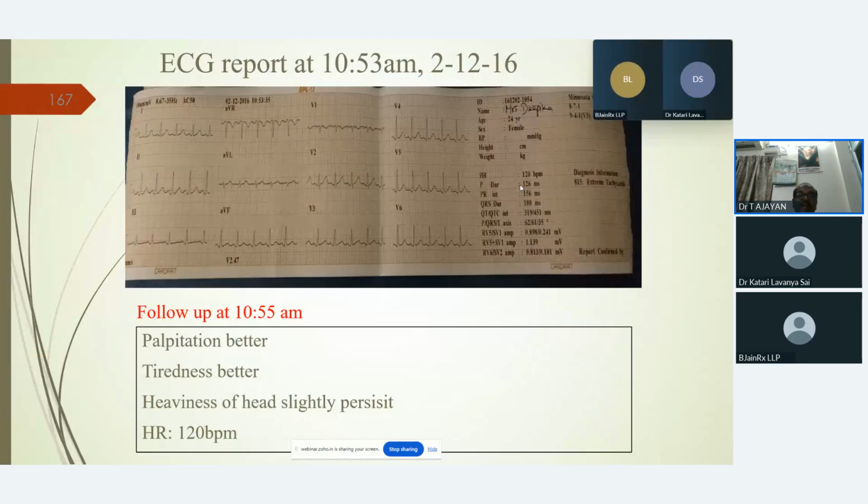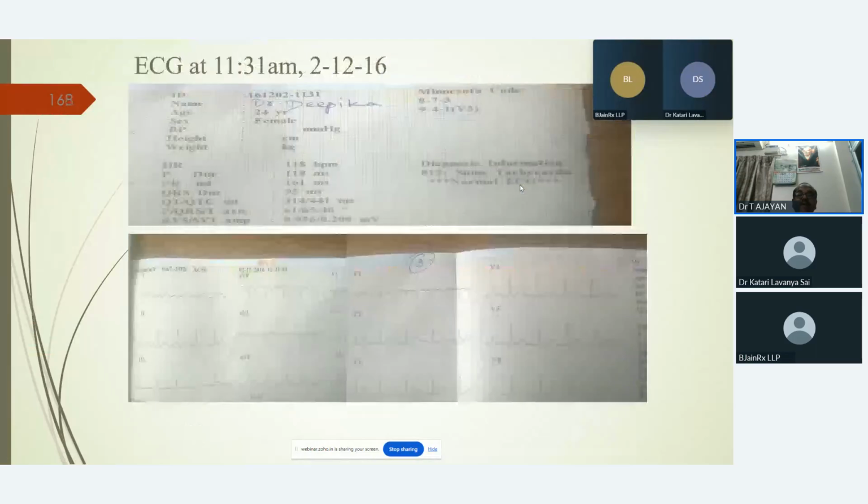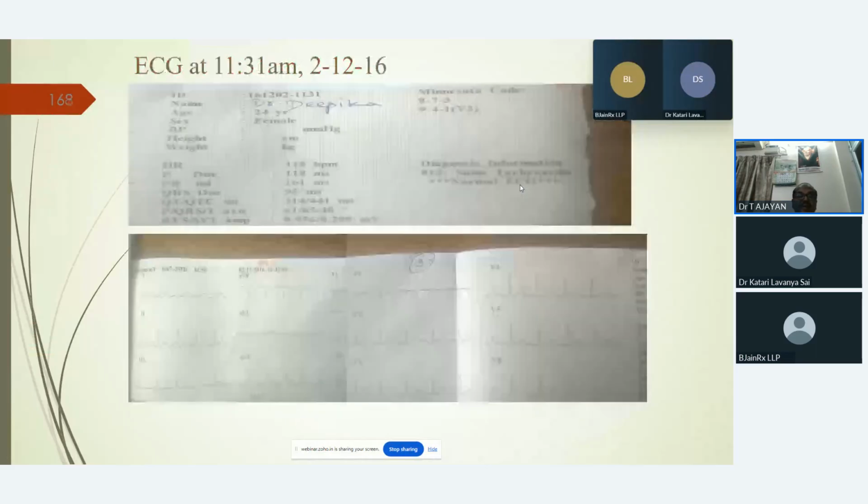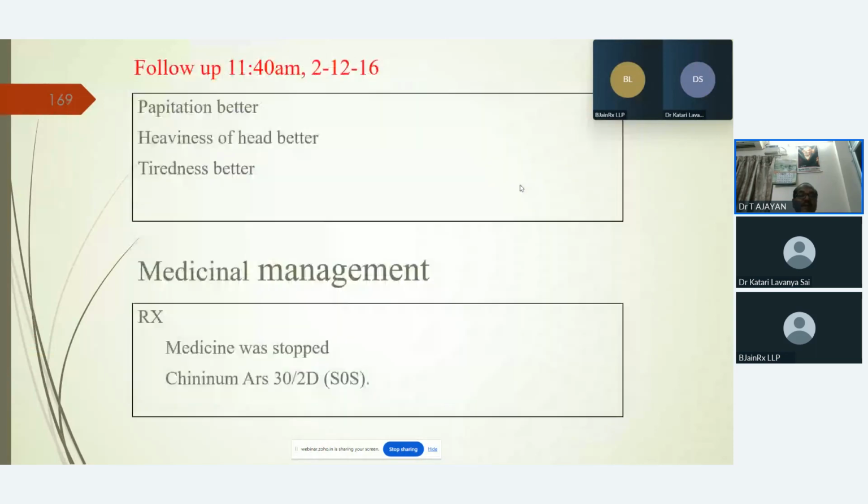Okay. Then again, we are waiting. Then within a short time, the patient turns to normal, 119. Next, the patient's heart rate reached 72. Okay, this is one of the findings.